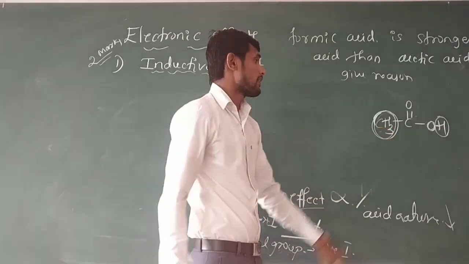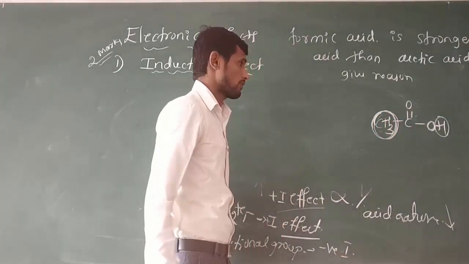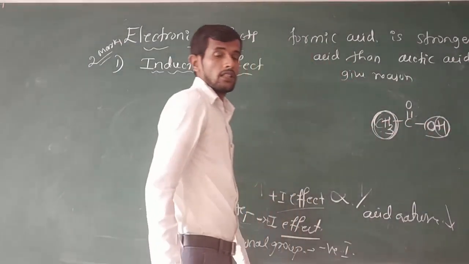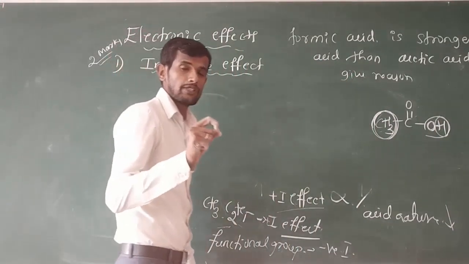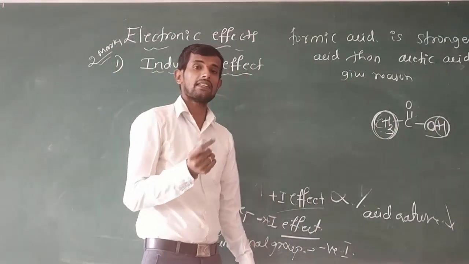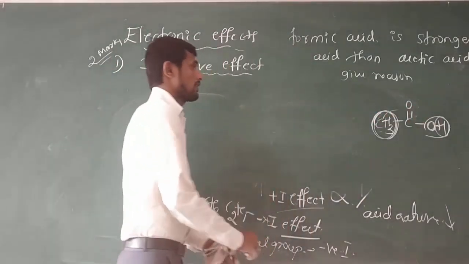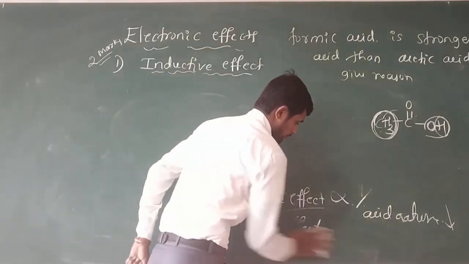Why? Because here one of this is the substituent. Sorry, here OH group is present. What is the definition of positive inductive effect? The displacement of the electron takes place away from it. As here displacement of electron takes place away from the electron donating group.